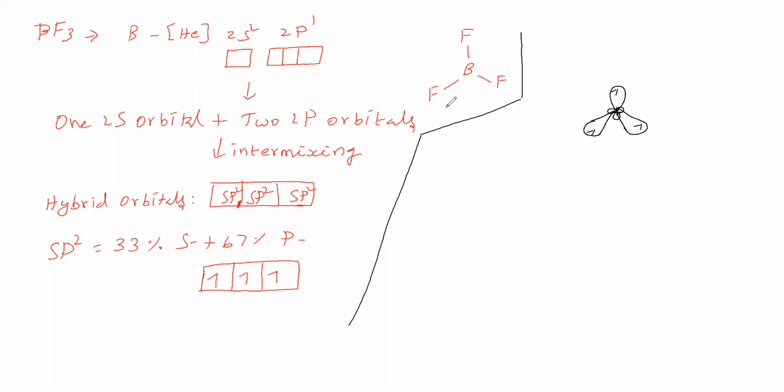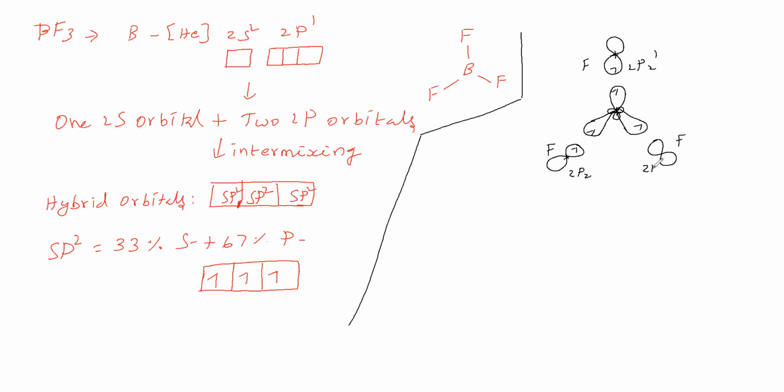Next, the surrounding atom is fluorine. In fluorine, the valence shell is 2s2 2p5. The unpaired electron is present in the 2pz orbital, and that orbital will be used. So the fluorine 2pz orbital contains 1 electron. Here is the nucleus. Another fluorine 2pz orbital is drawn here. So this is fluorine.